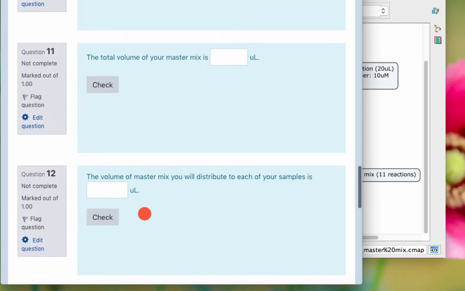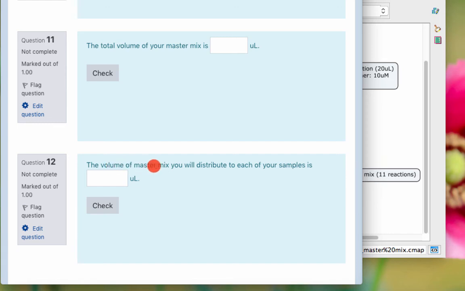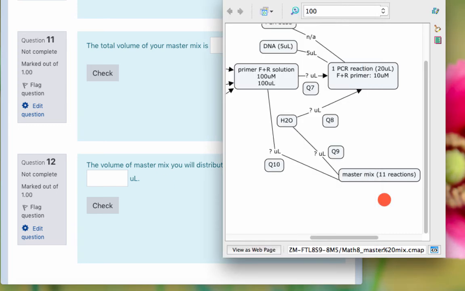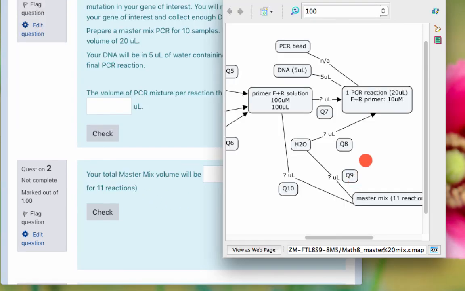Now let's go to the total volume of your master mix. These two numbers added up should be the volume of the master mix, right? That's Q11. And then Q12, the volume of the master mix you will distribute to each of your samples. Here this is basically the total volume, right? That's basically Q9 plus Q10, the total volume of master mix, divided by 11, and that's the answer for question 12. Now we have solved most of the questions in this assignment.